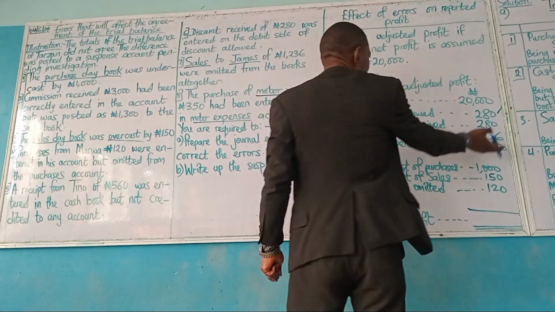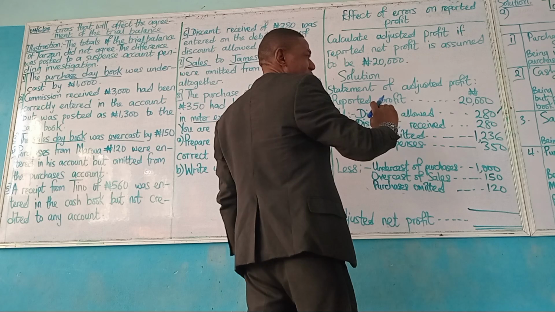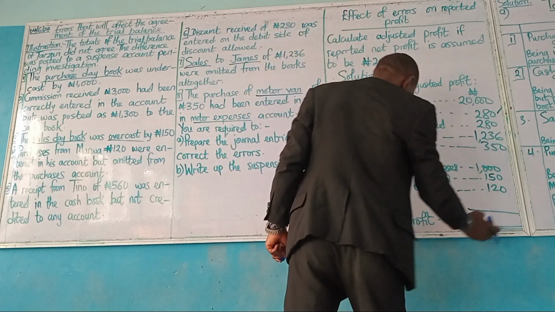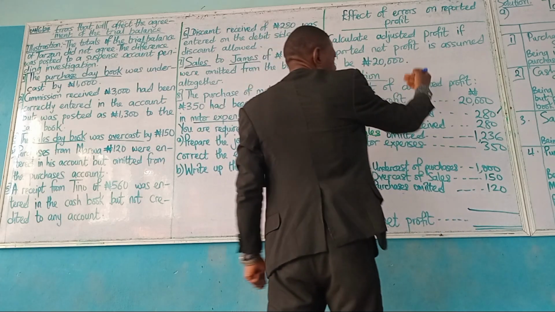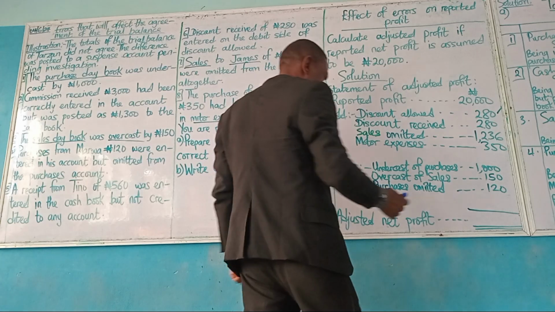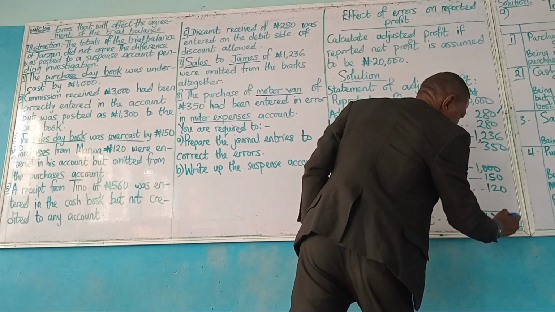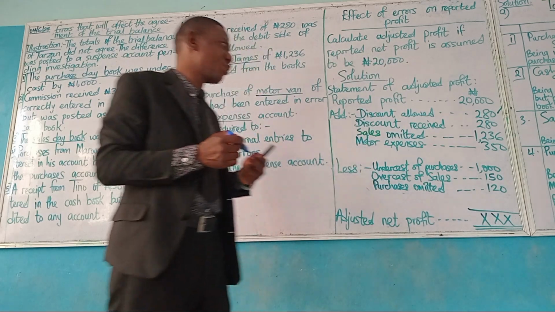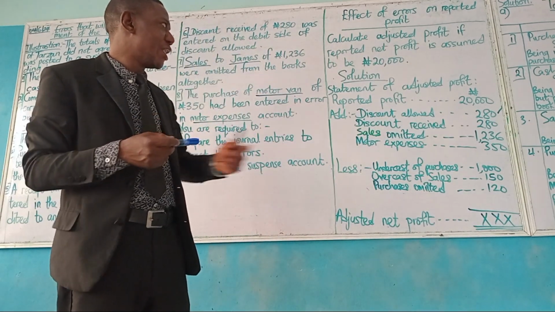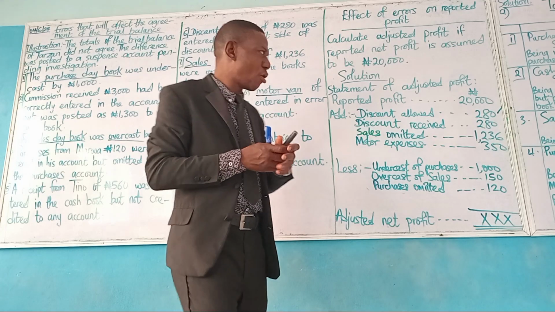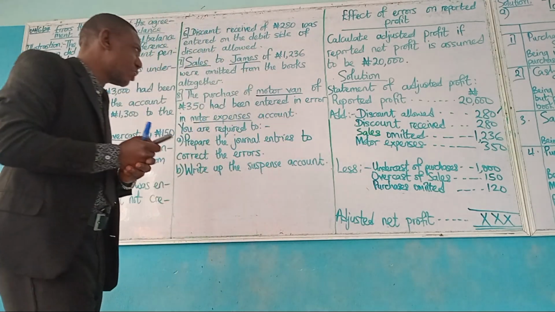So when we add all this back to our reported net profits, and we subtract all this from whatever this plan gives us, then we're going to arrive at what we call adjusted net profits. I hope you all understood this. It is just very simple.